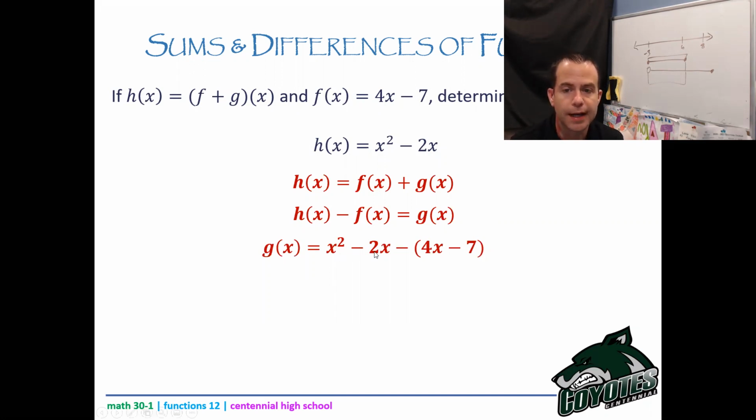So we've got x squared minus 2x, that's h of x, minus f of x, but now that's going to be negative 4x and positive 7. Clean it all up. The new g of x is x squared minus 6x plus 7, okay?